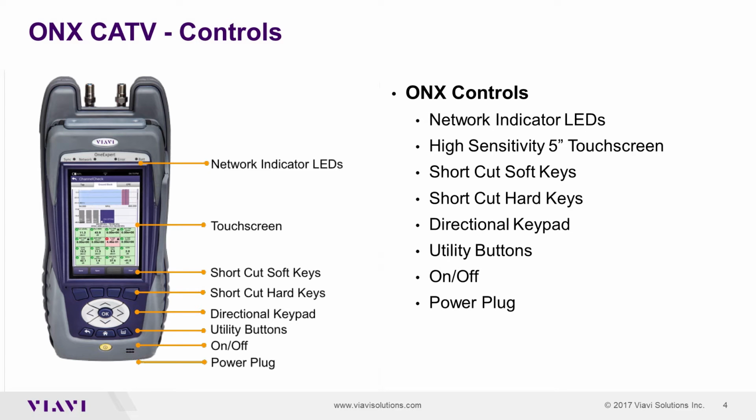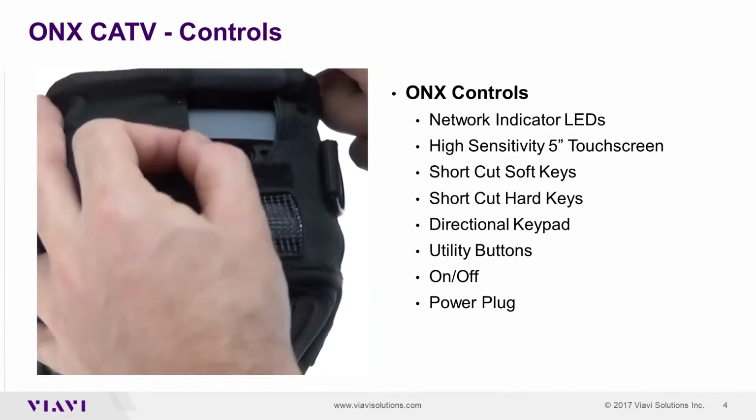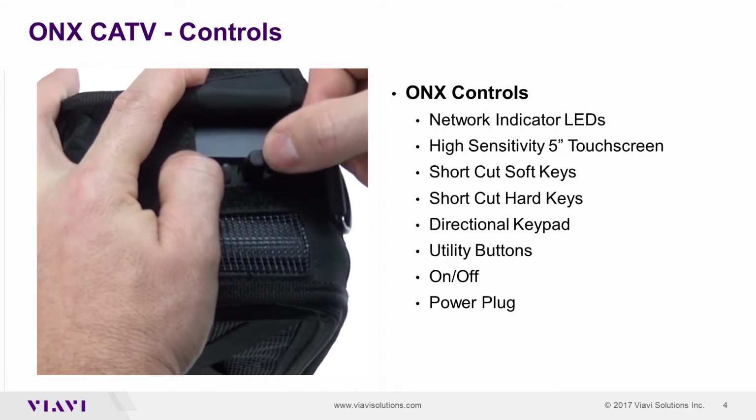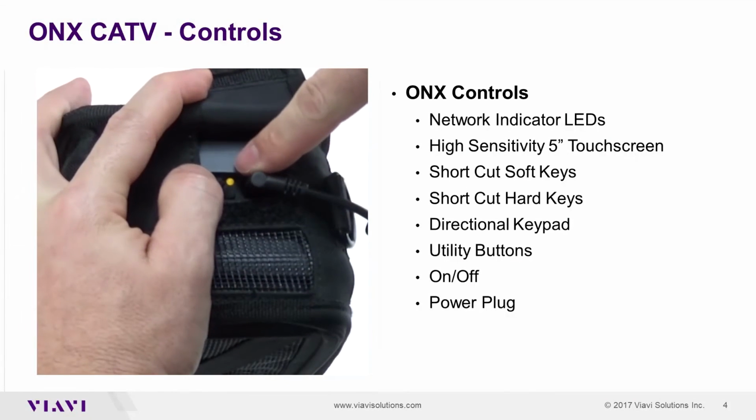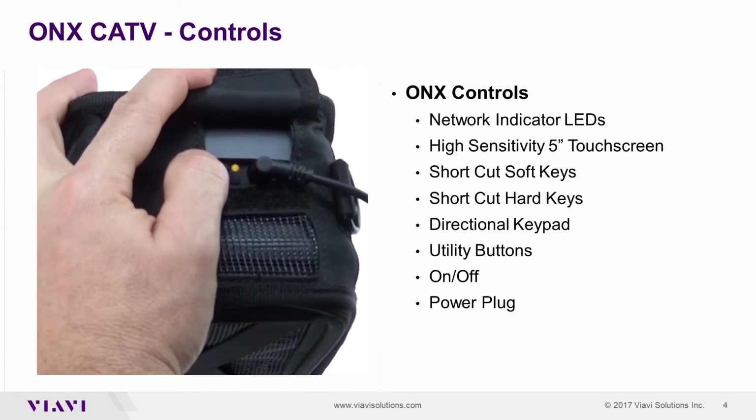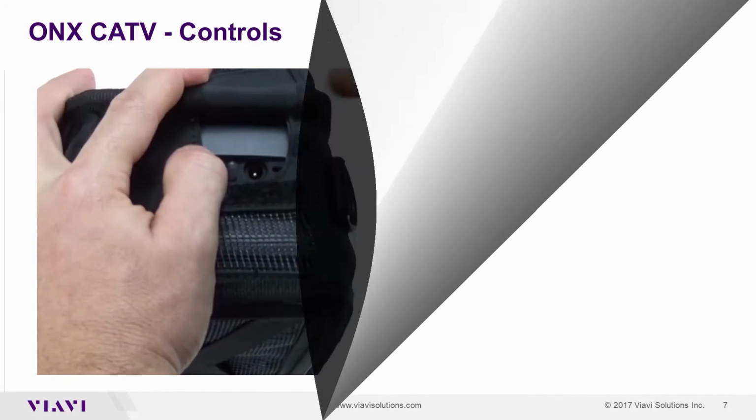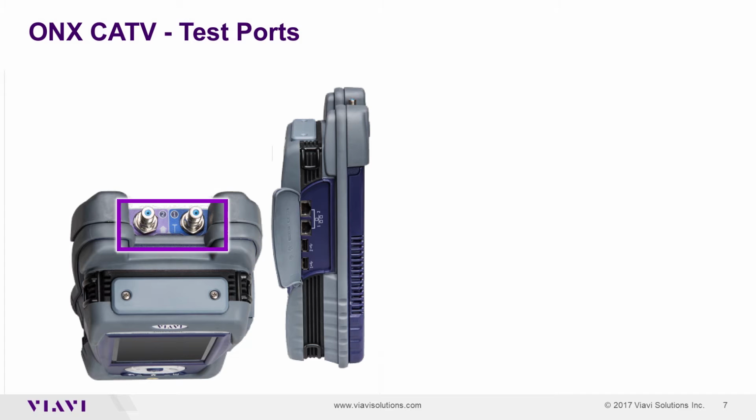Lastly is the power input. The power input can be found on the bottom of the meter on the right side. If the ONX glove is on the meter, you will have to move the power cover to plug in the adapter. On top of the meter you'll see two 75 ohm coax test ports.